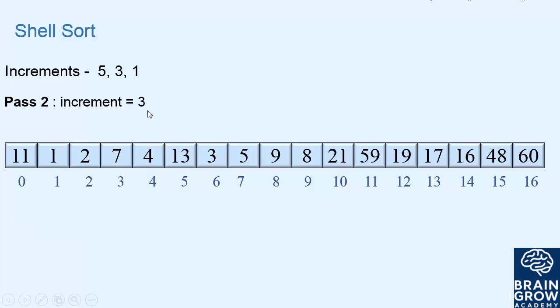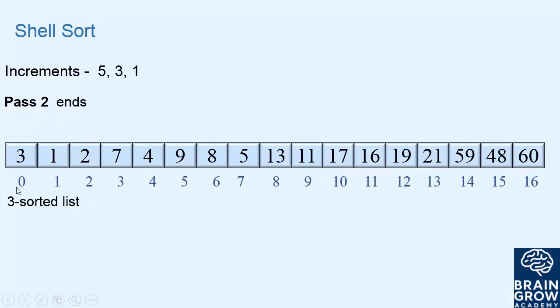Now in pass 2, value of increment is 3. So we'll make 3 sublists. Sublist 1 is this. It will be sorted using insertion sort. Sublist 2 is this. It starts from A1 and all the elements are a distance of 3 from each other. After sorting, it will be this. Sublist 3 is this. It starts from A2. All elements are at a distance of 3 from each other. After sorting, it will become this.